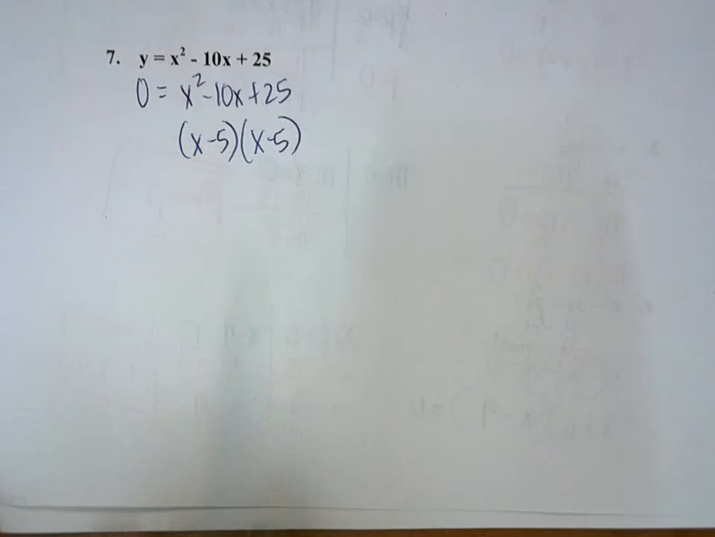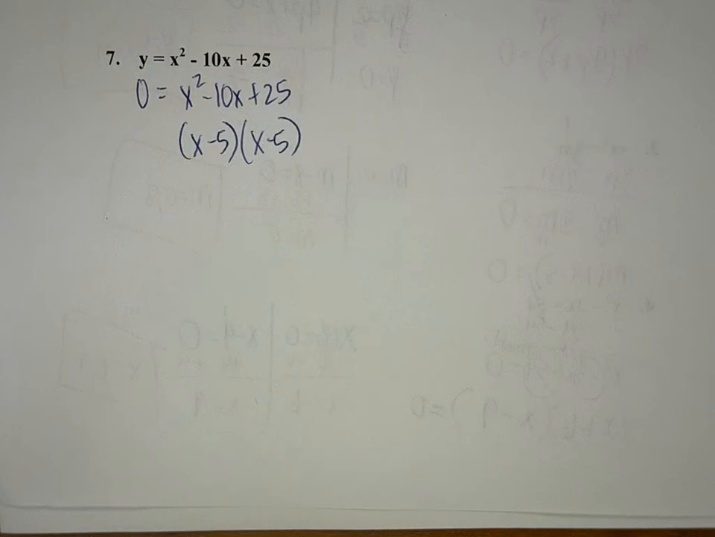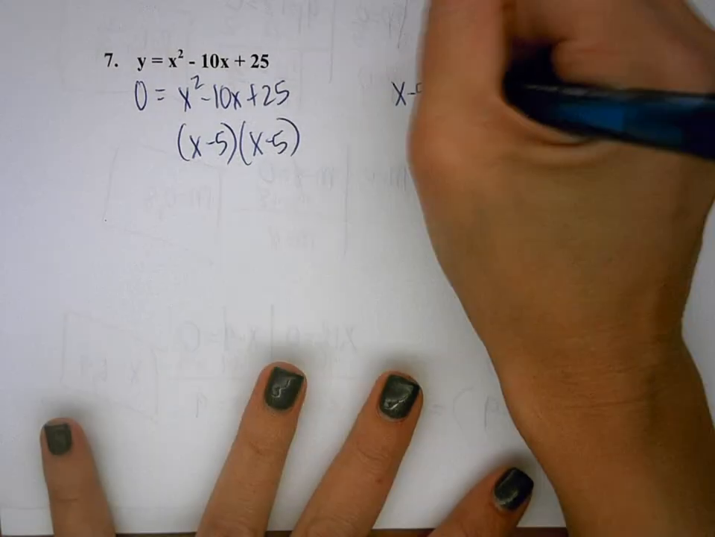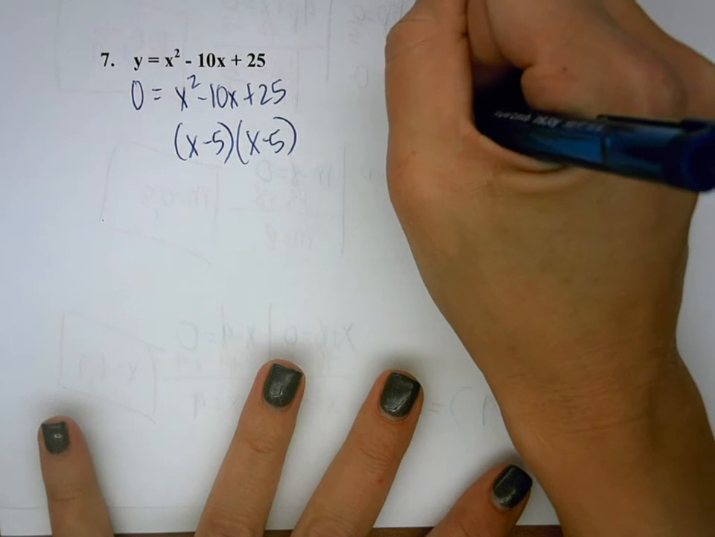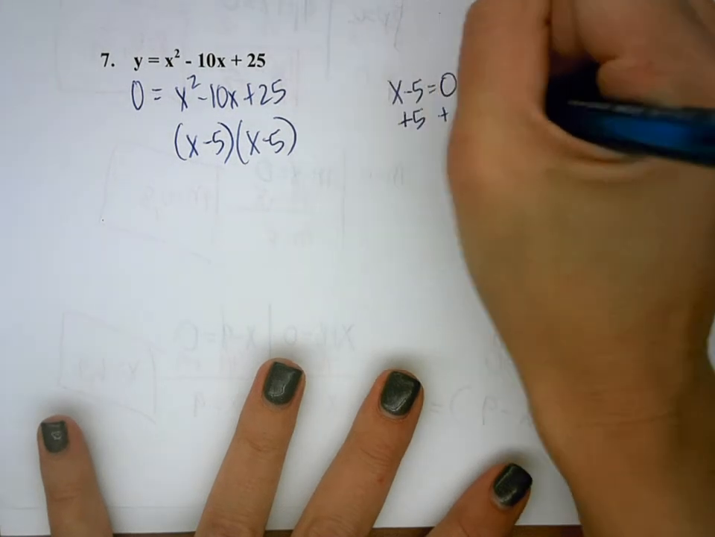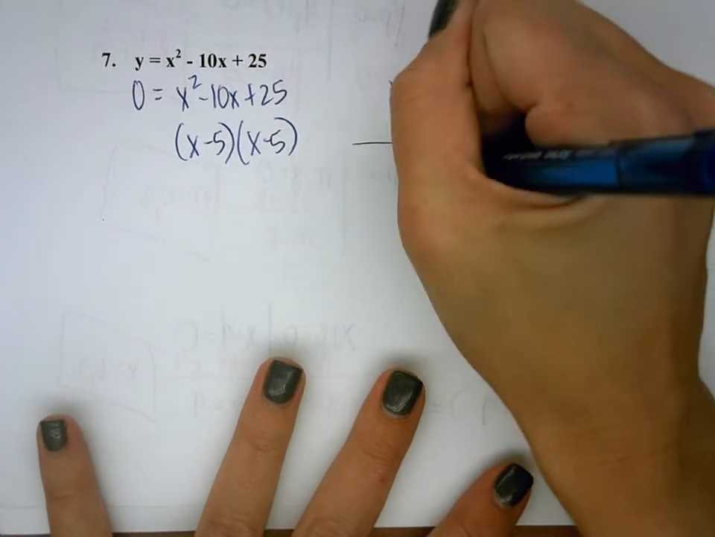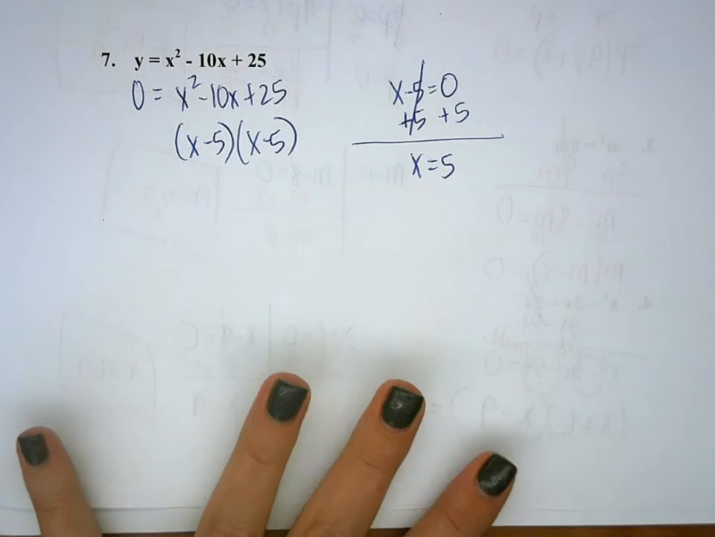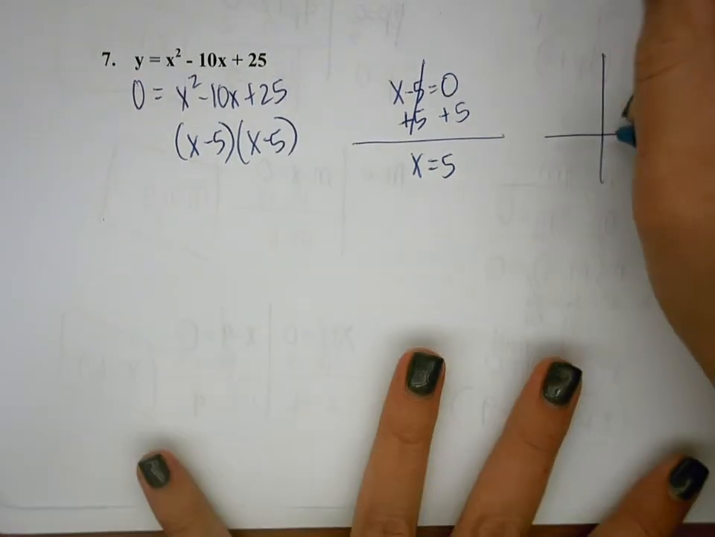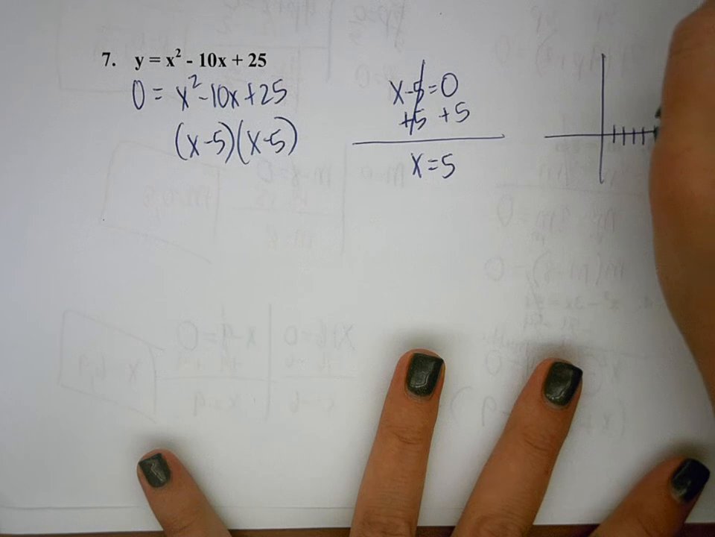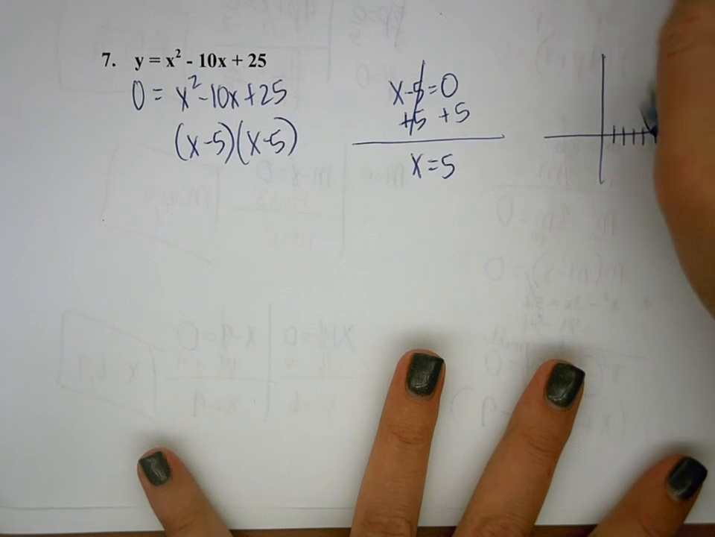Good. Okay, so when this one factors, you have x minus 5 and x minus 5. Do I need to set both of those equal to 0? No. How many times is this one going to cross the x-axis? Once. It is only going to cross the x-axis at 5. So on this one, like we already talked about, you would go over 1, 2, 3, 4, 5, make a point, and then this would be your parabola going up like that.